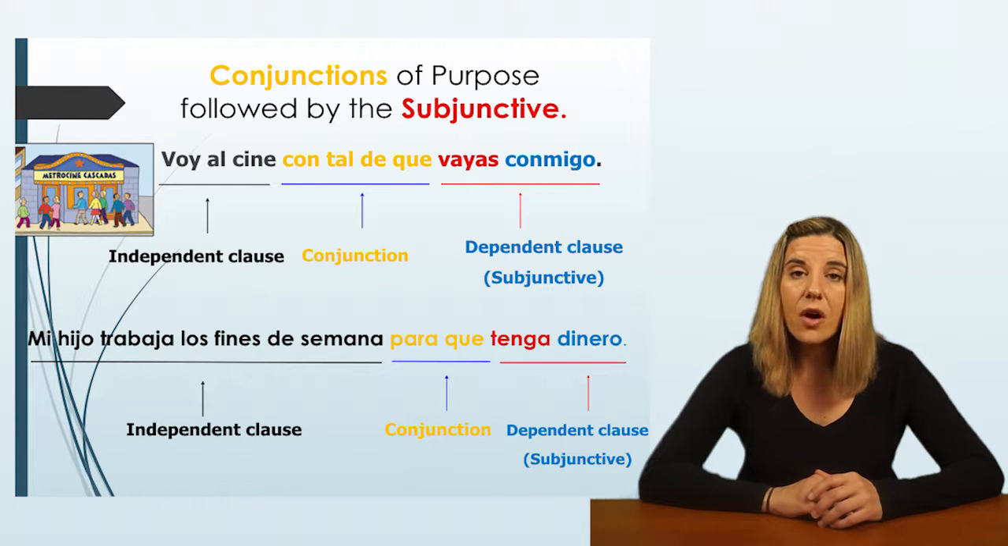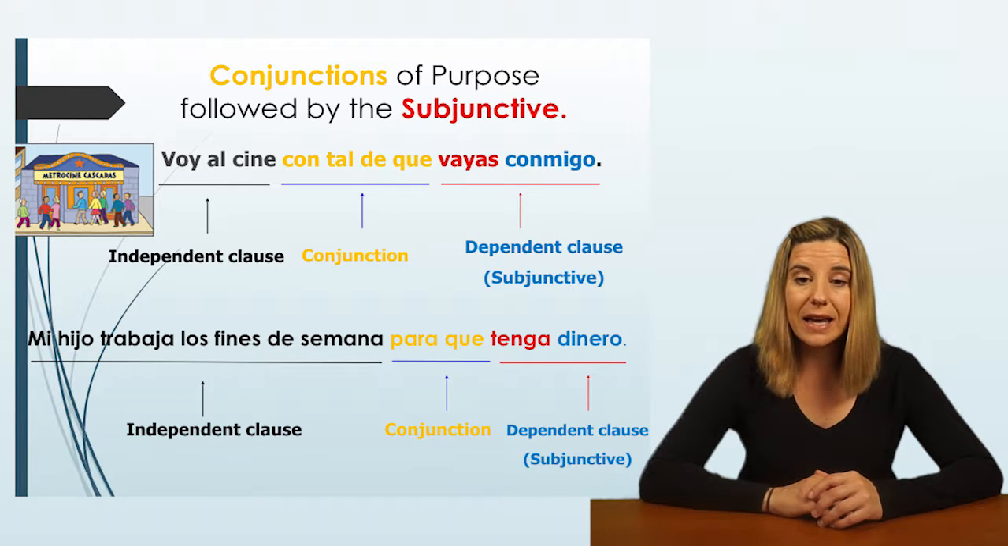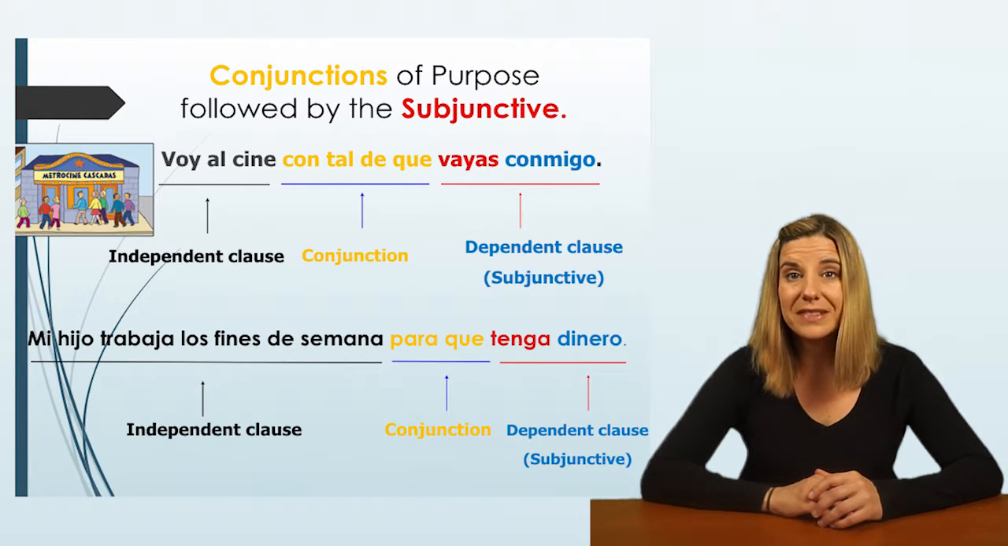Here are some examples. Voy al cine con tal de que vayas conmigo. In this sentence, voy al cine is the independent clause. The conjunction is con tal de que, followed by the subjunctive vayas in the dependent clause, vayas conmigo. Another example is mi hijo trabaja los fines de semana para que tenga dinero. In the independent clause, mi hijo trabaja los fines de semana, followed by the conjunction para que, and finally the dependent clause, including the subjunctive tenga dinero.